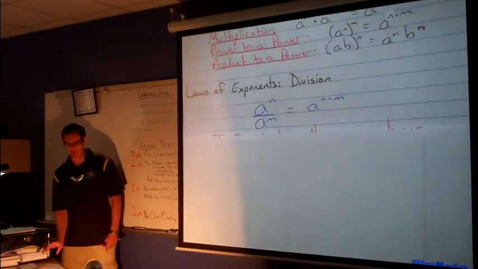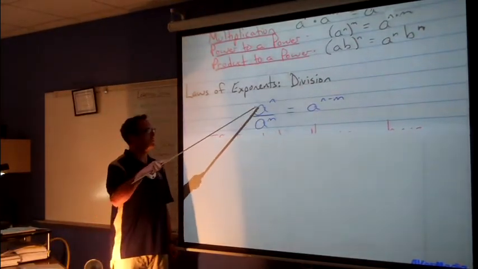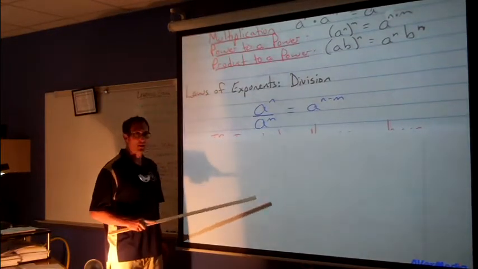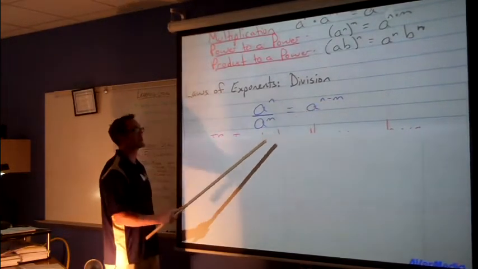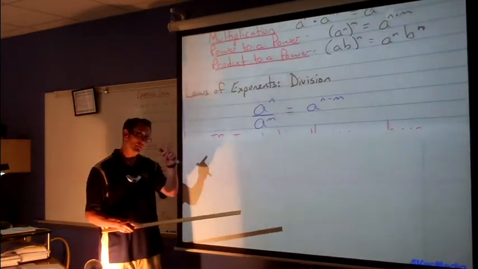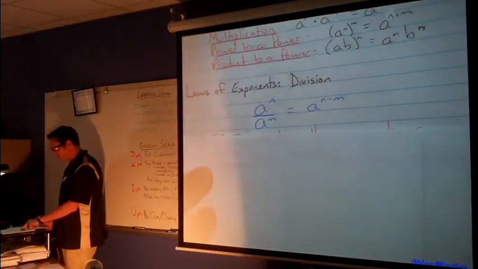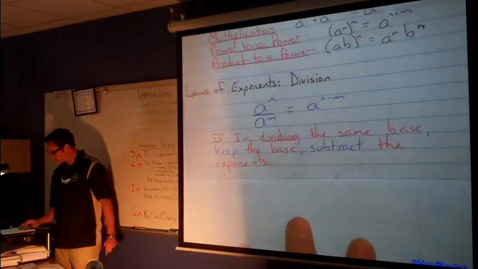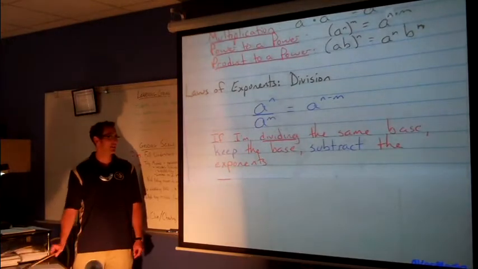The law of exponents dealing with division reads: if you're dividing two numbers that have the same base, keep the base, subtract the exponents. Top minus bottom. So that's how the exponents would work. If I'm dividing the same base, I keep the base, I subtract the exponents.